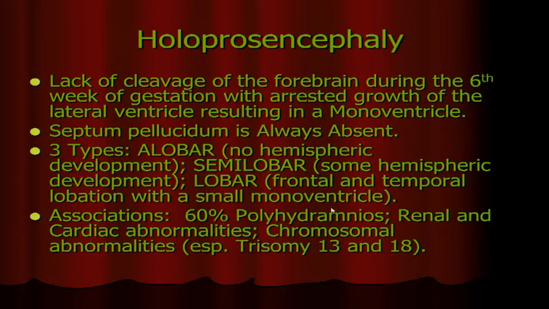60% will have polyhydramnios. They have renal and cardiac anomalies, chromosomal abnormalities, especially 13 and 18. And the alobar type can have a single digit, the cyclops.